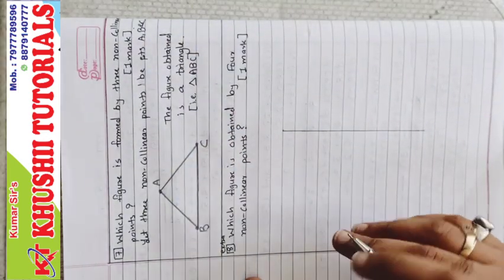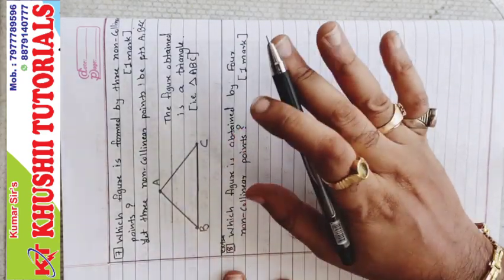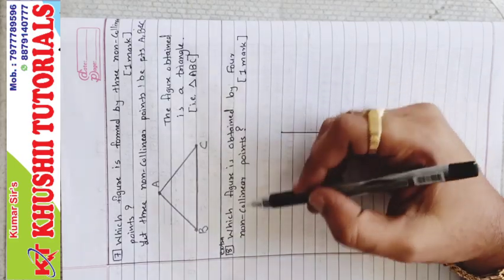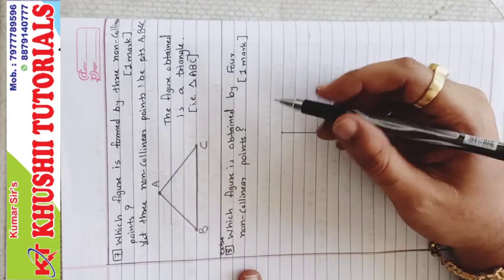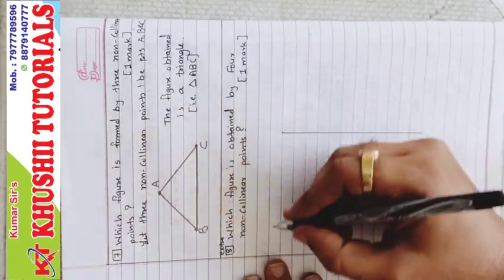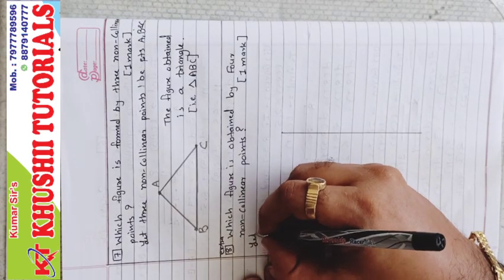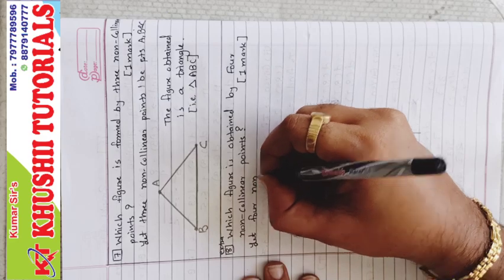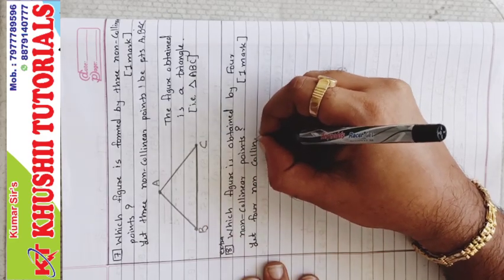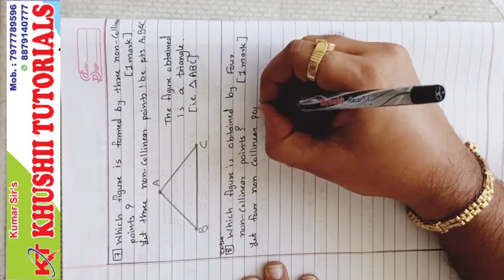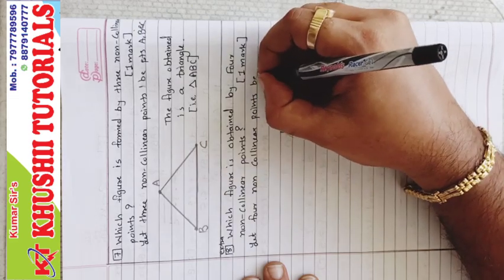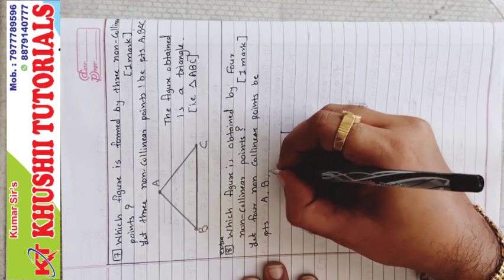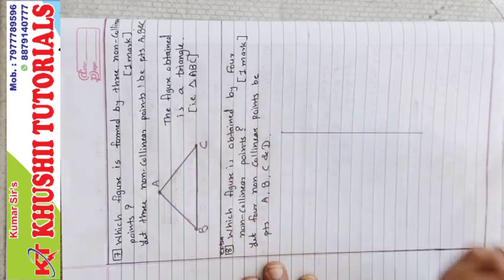Okay. The next one. This is extra. It is not part of the textbook. It is not given in your textbook. I have done it extra. Which figure is obtained by 4 non-collinear points? So first we will take, let 4 non-collinear points be points A, B, C and D.